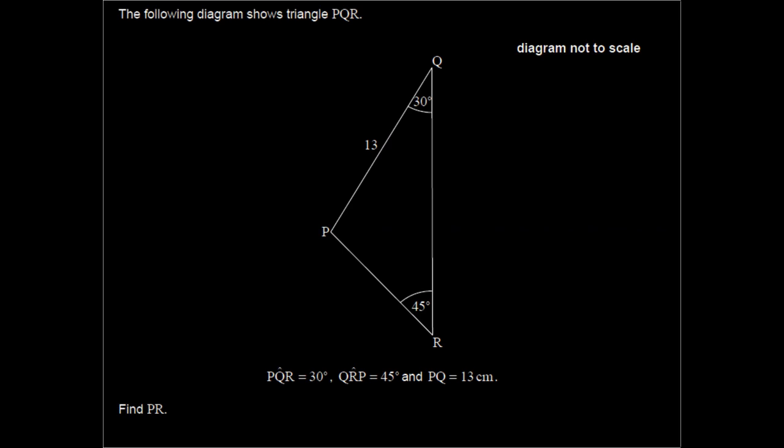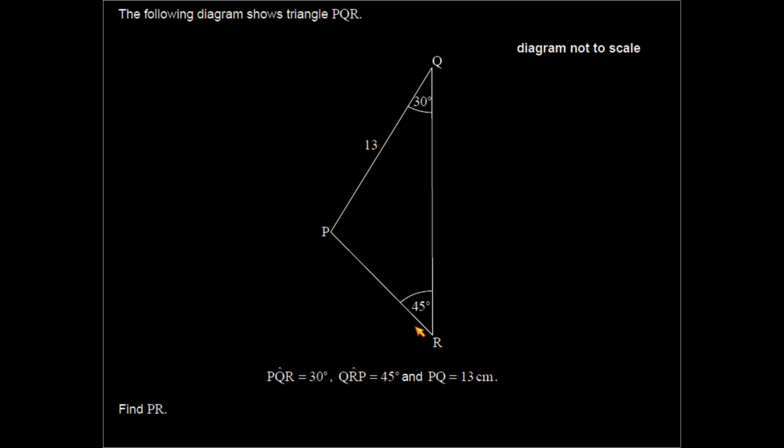Okay, in this question it says the following diagram shows triangle PQR. And then it's told us that PQR is 30, which is this angle here. QRP is 45, which is this angle here. And then PQ is 13, which is this side here. And the question asks us to find PR. So what we need to do is find the length of this side here.